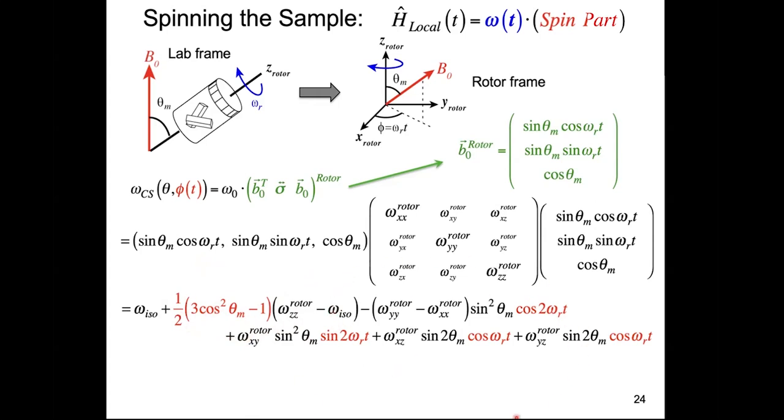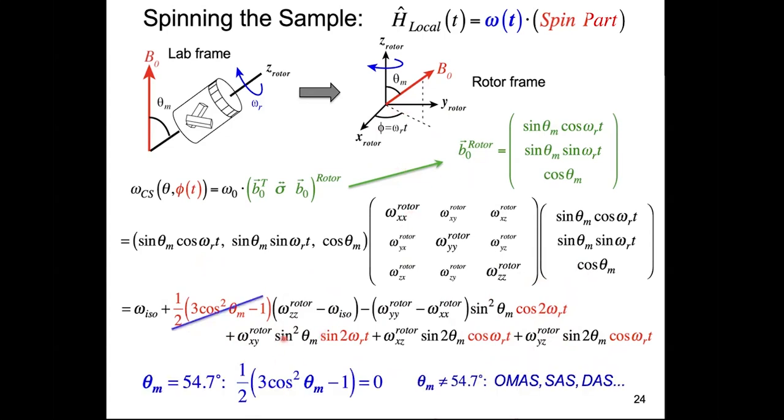Now, all subsequent terms have both orientation dependence as well as time dependence. But the time dependence looks relatively simple. They all depend on the sine or cosine of either omega R t or 2 omega R t, where omega R is the rotation frequency. With this expression, we can see now that the chemical shift frequency gets simplified if you choose theta m to be the angle that makes this second Legendre polynomial term vanish to zero. And that angle is 54.7 degrees.